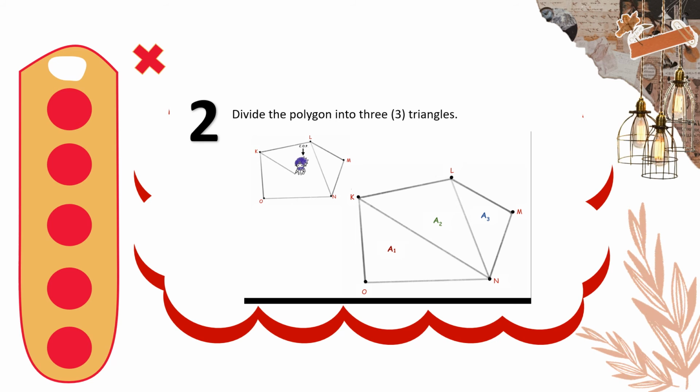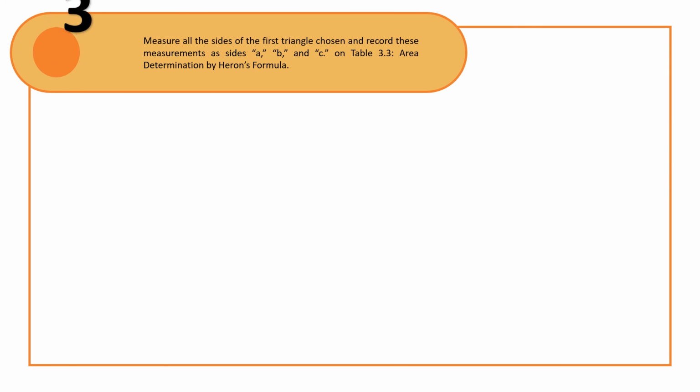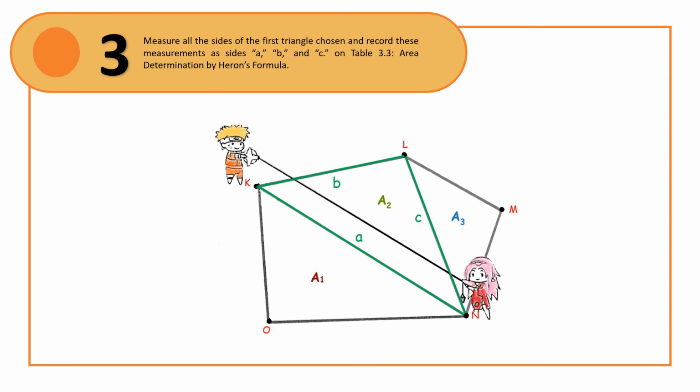Step 2. Divide the polygon into 3 triangles. Step 3. Measure all the sides of the first triangle chosen and record these measurements as sides A, B, and C on Table 3.3, Area Determination by Herons formula.